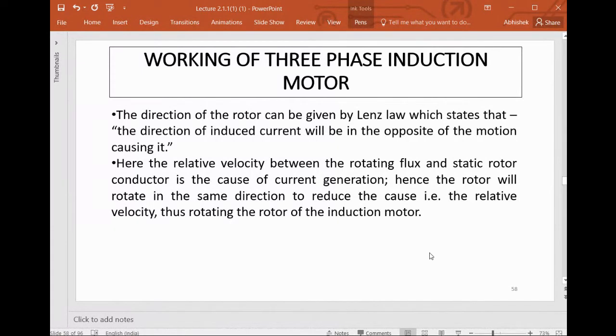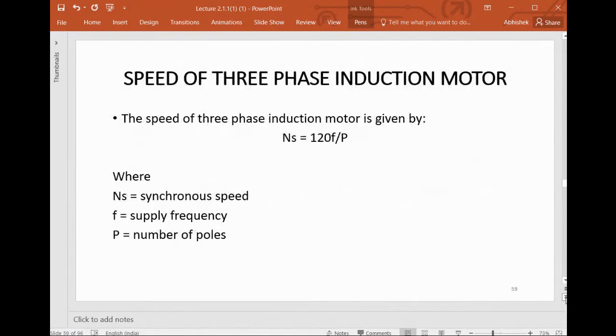So here is the relative velocity between the rotating flux and the static rotor conductors, which is the cause of the current generation. Hence, the rotor will rotate in the same direction to reduce the cause, that is the relative velocity, thus rotating the rotor of the induction motor. Okay, so this part we have already completed.